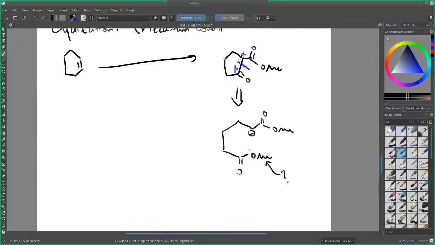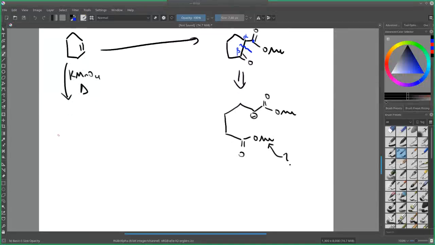So we have two carboxyl groups again. So an easy way to do that from over here is to put it in hot potassium permanganate, which will give us two carboxylic acids.